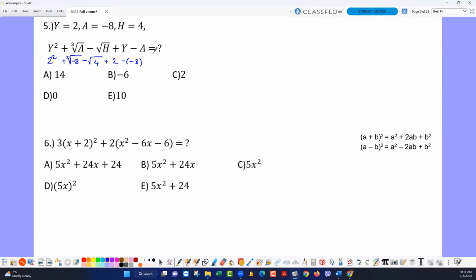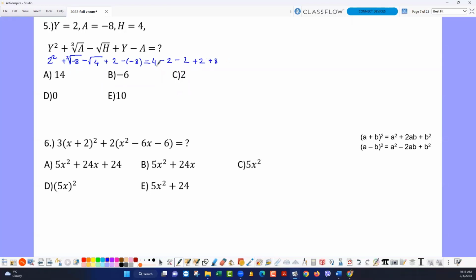Okay, 2 squared is equal to 4. The cube root of minus 8 is going to be equal to minus 2. And this one is minus; this sign here I am writing. The square root of 4 is again 2, but it's going to be written as minus 2 because there is a minus in front of the square root. Plus 2. And then minus minus 8 is going to be plus 8.